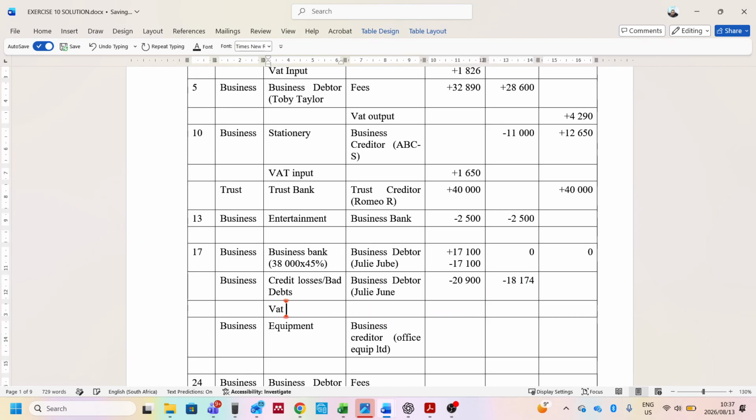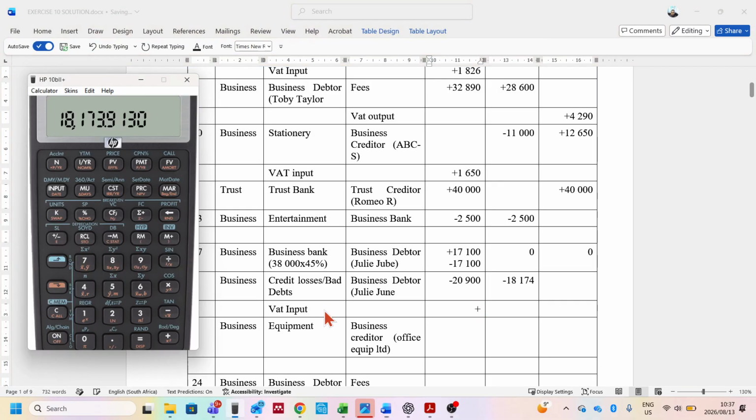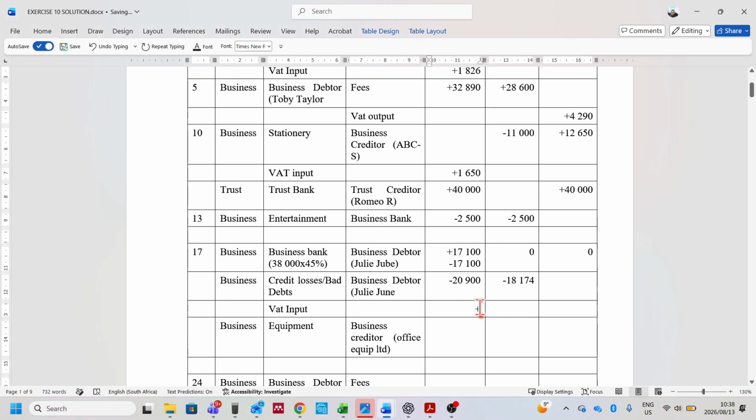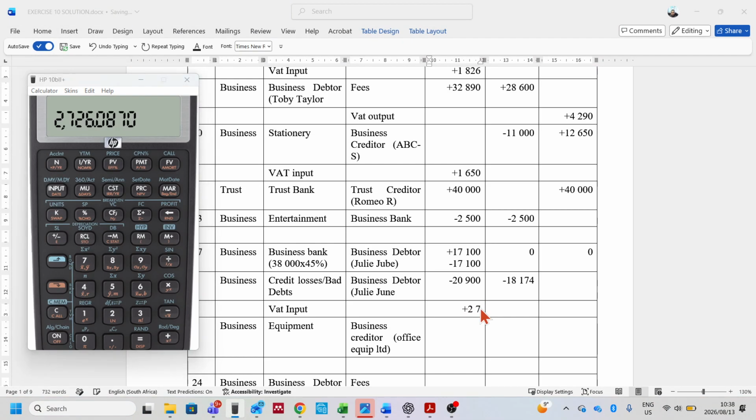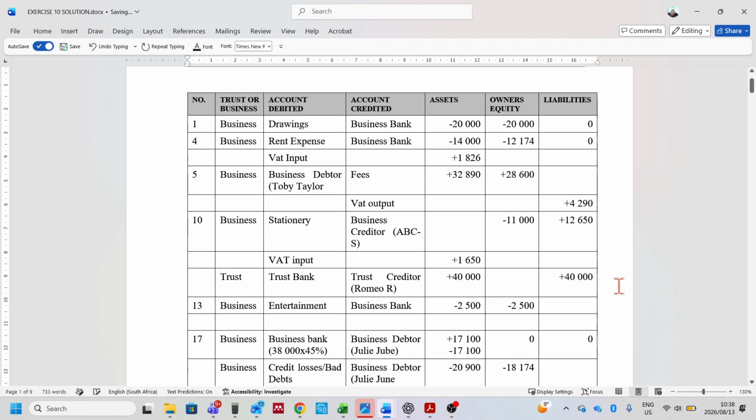Then you are going to indicate the VAT input to cancel the VAT output. VAT input is always a positive. So you go and say 20,900 multiply by 15 divided by 115, or just calculate the difference between the two. So this means that now you have got a VAT of 2,726 that you're going to claim back from SARS. If you haven't paid the money to SARS, you are cancelling the amount that you indicated that you were going to do what? To pay over to SARS.